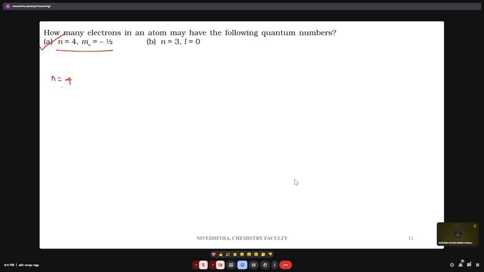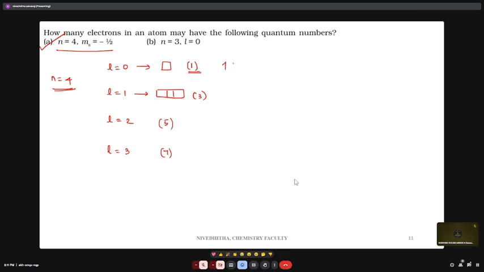In n is equal to 4, that is the fourth shell, I can have 4 subshells: l is equal to 0, l is equal to 1, l is equal to 2, and l is equal to 3. In l is equal to 0, I can have only one orbital. Here I can have 3 orbitals. Here I can have 5 orbitals. And in l is equal to 3 subshell, how many orbitals will I have? 7. Very good. So in each orbital, I can have 2 electrons.